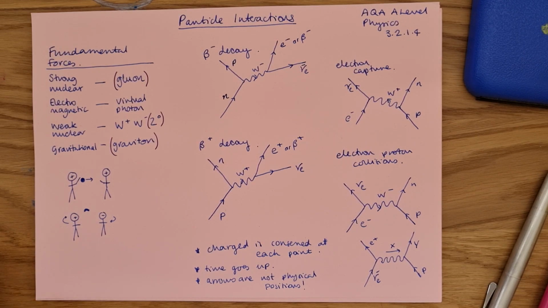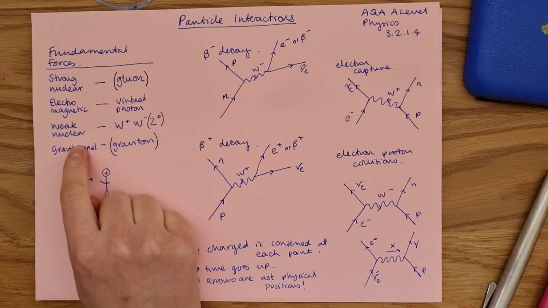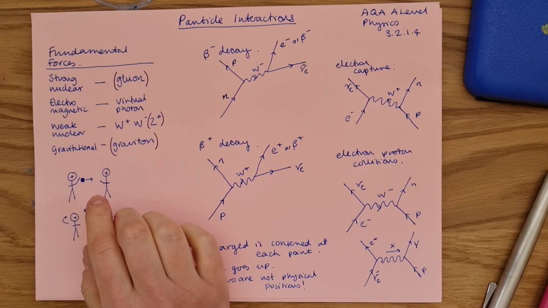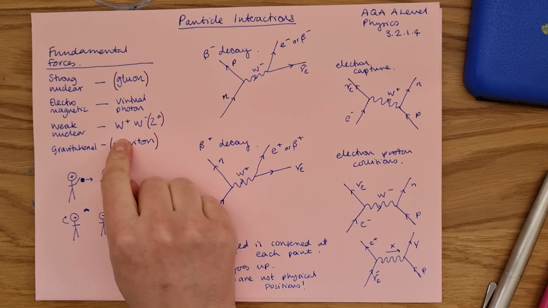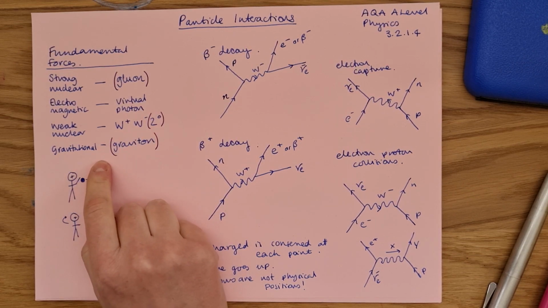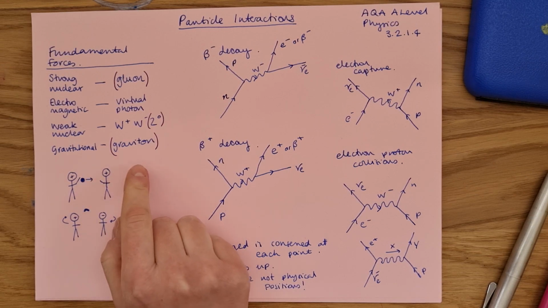Now, first of all, there are 4 fundamental forces. The strong nuclear force, and the exchange particle of that is the gluon. The electromagnetic force, the exchange particle of that is the virtual photon. The weak nuclear force, which is responsible for all these decays and interactions that you study, and the exchange particle is either W plus, W minus, or Z naught bosons. And then the gravitational force, and the exchange particle is the graviton.